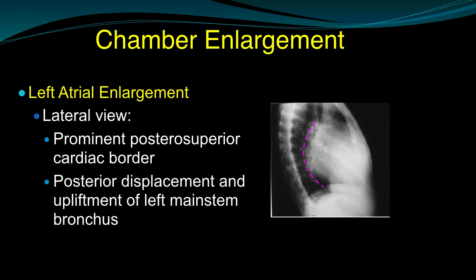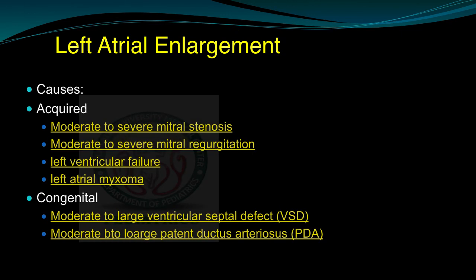Now, what are the disease conditions that can cause your left atrial enlargement? You have the acquired heart disease, such as your moderate to severe mitral stenosis and your moderate to severe mitral regurgitation secondary to rheumatic heart disease, your left ventricular failure, and your left atrial myxoma. For the congenital, you have your moderate to large ventricular septal defect, VSD, or your moderate to large patent ductus arteriosus.